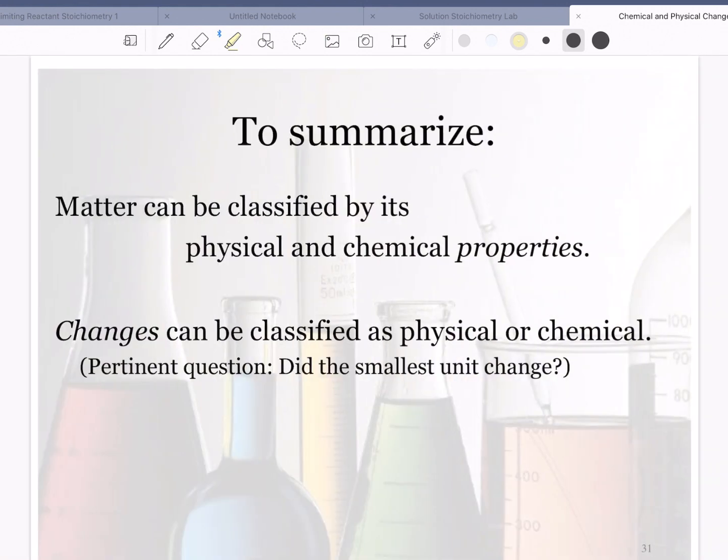To summarize, matter can be classified by its chemical and physical properties. And changes can be classified also as physical or chemical. In both cases, the pertinent question is, did the smallest unit change?